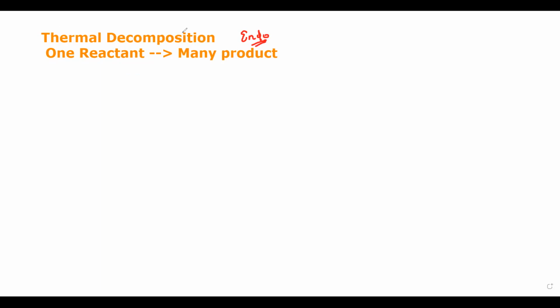How to identify, this is a very simple thing. You will always have one reactant and many products. Like I have calcium carbonate, I supply heat energy, it forms calcium oxide plus carbon dioxide. So what is this reaction? Thermal decomposition. How do I identify it's thermal decomposition? Because you can see only one reactant and there are many products.